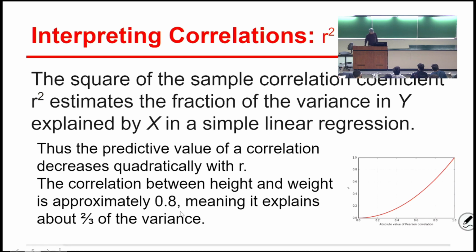The square of 0.8 is 0.64, right? And that says that about 2/3 of the variance in weight is explained by height. Okay? That's the way to interpret it.